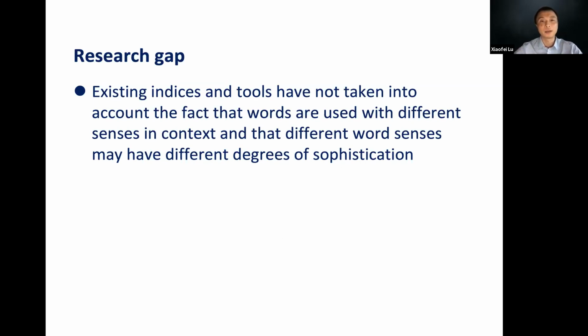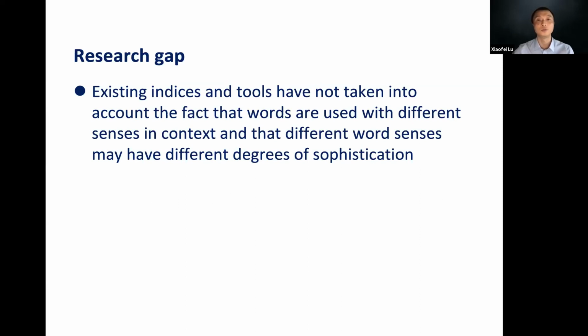However, I'm sure that people all realize this, but it's a bit of a surprise we haven't done much about it yet. So we can see that existing indices and tools have not taken into account the fact that words are used with different senses in context, and that different word senses may have different degrees of sophistication, right? When we talk about frequency, for example, we are looking at the word as if it's just a word. But we know that words have many different meanings, and some meanings are less accessible than other meanings. It could be that some meanings are used very frequently, but other meanings are used less frequently.